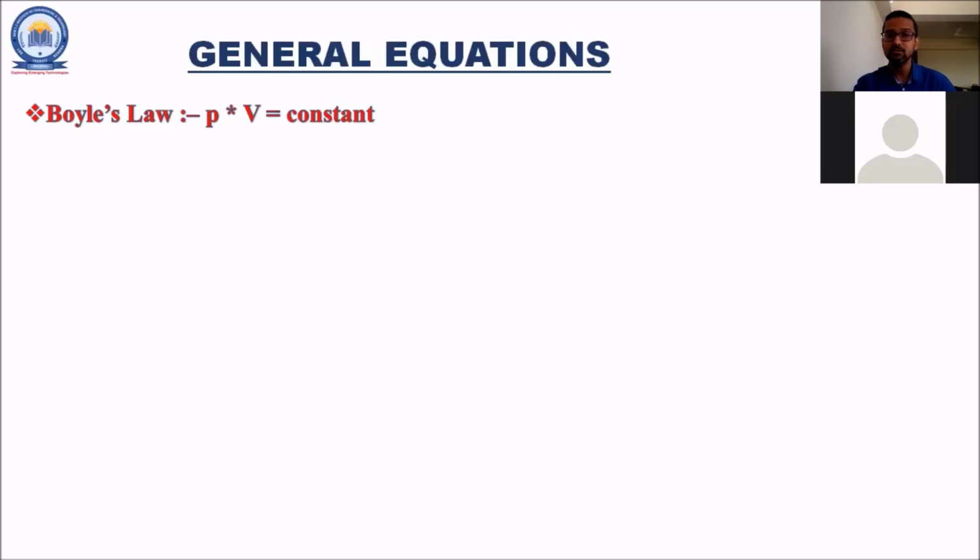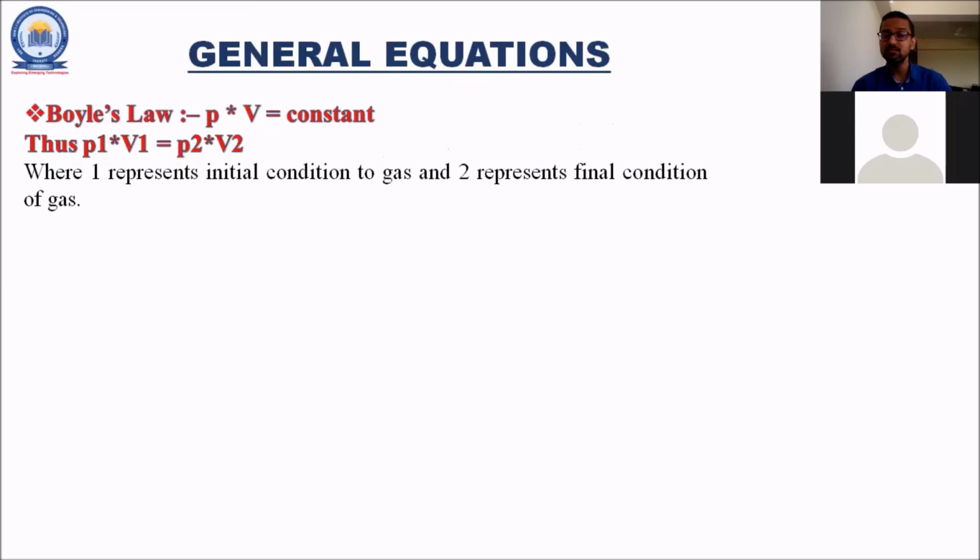The standard equation for Boyle's law is PV equal to constant. If I write this equation at initial state 1 and final state 2, then I can write P1V1 is equal to P2V2, where 1 represents the initial condition of the gas and 2 represents the final condition of the gas.